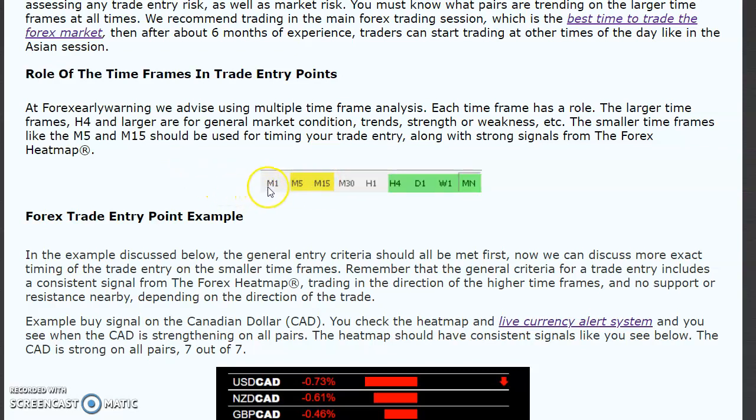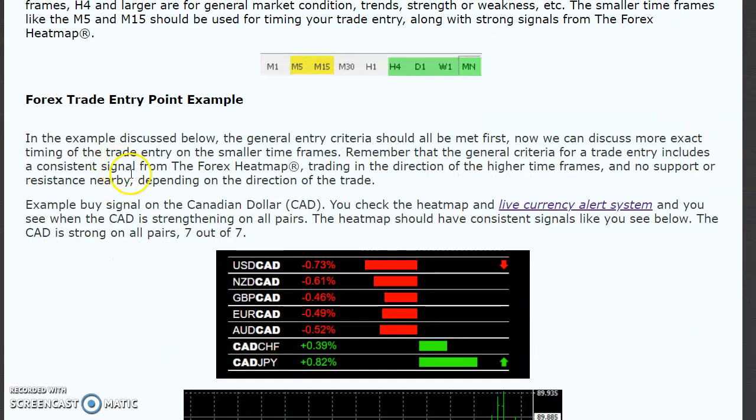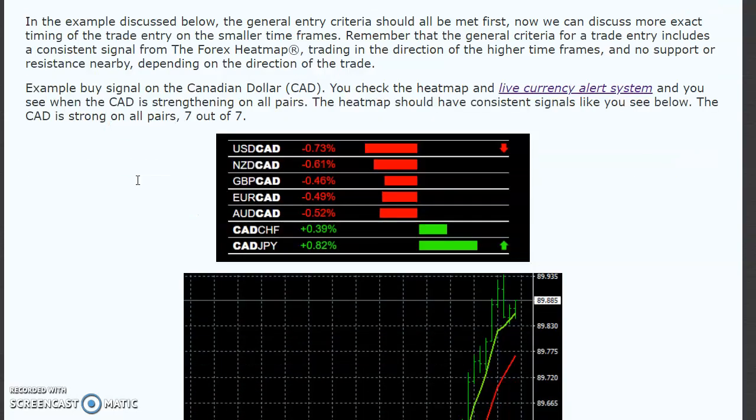So when you're using multiple time frame analysis, you use the smaller time frames like the M5 and the M15 for your trade entries, and then you check the higher time frames to see if the pair is trending in the direction of your trade. Here's an example, and in this particular case we'll look at the Canadian dollar pairs, we'll also look at the yen pairs, but the system works exactly the same way for 8 currencies and 28 pairs.